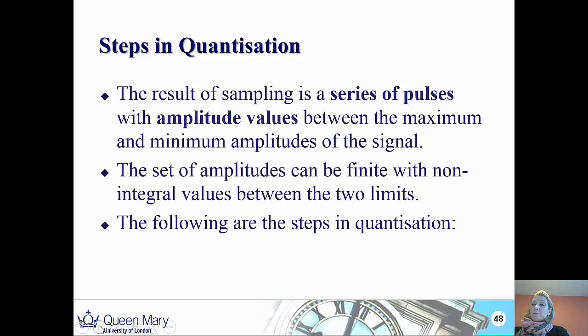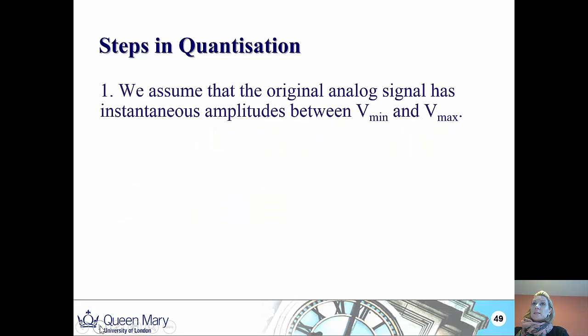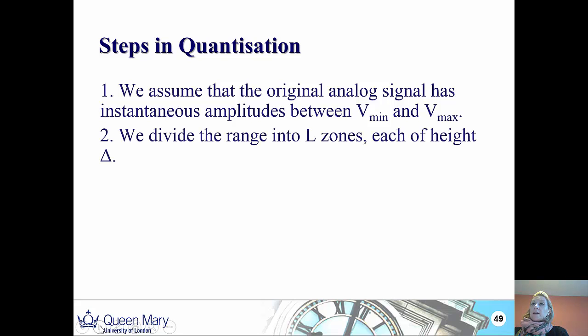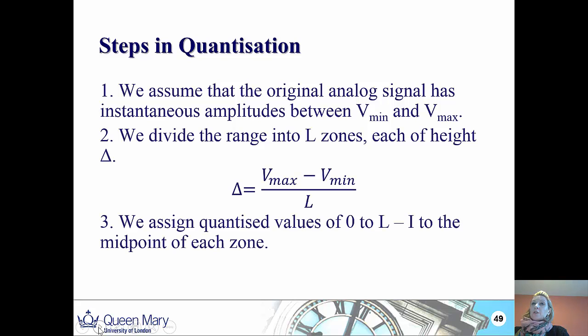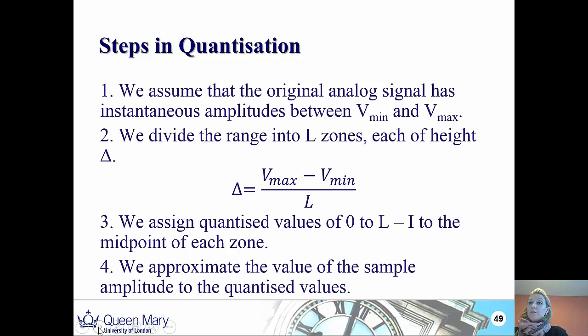So the following are the steps which are carried out in this process. If we assume that the original analog signal has amplitudes between maximum and minimum, we divide the range into a number of zones, each of height delta. We assign values of 0 to L minus 1 to the midpoint of each zone, and we approximate the value of the sample amplitude to the quantized values.